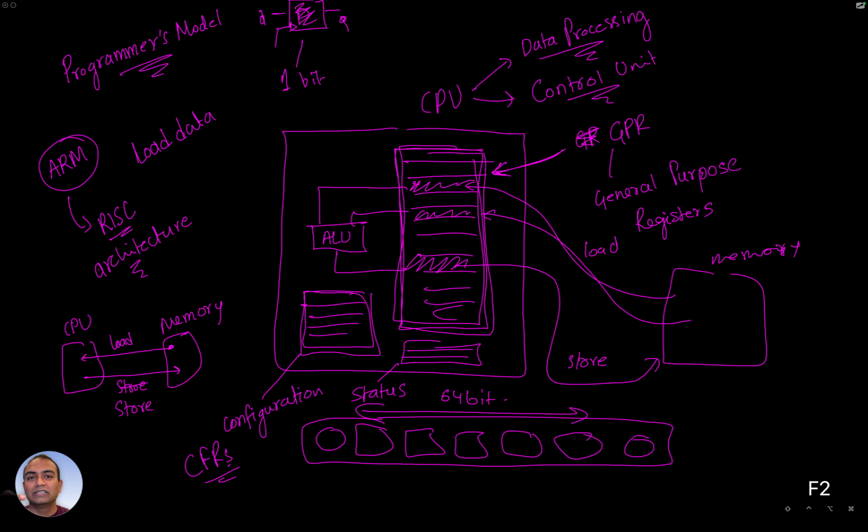But configuration is to configure the features of that CPU. And then there are other registers called the status registers that report back as to what the CPU is doing. For example, did the addition of two numbers lead to an overflow? Did subtraction of two numbers lead to a negative number? Did it lead to a zero being generated? So all of that is recorded in the status registers.